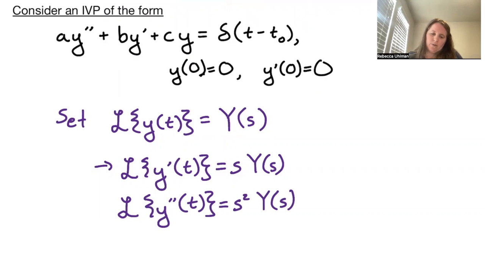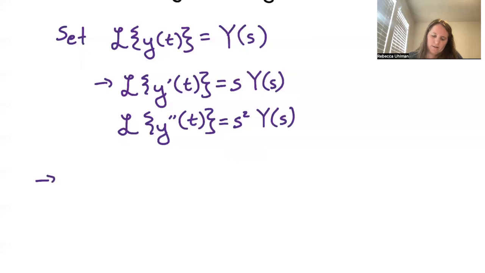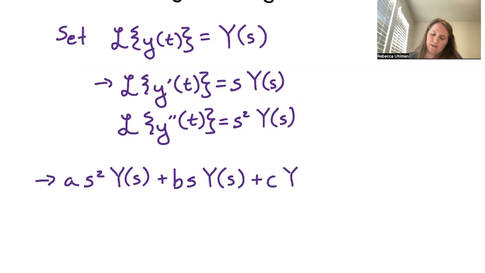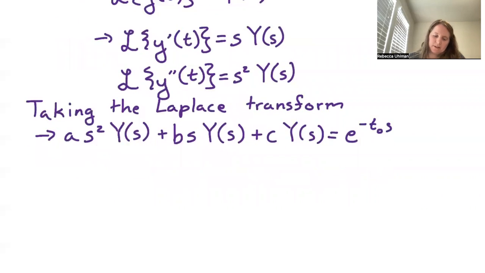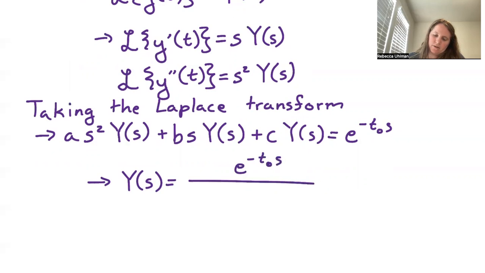So plugging in, we wind up getting then that a times s squared capital Y of s plus b times s times capital Y of s plus c times capital Y of s is equal to the Laplace transform of delta of t minus t naught, which is e to the negative t naught times s. So this is taking the Laplace transform of the equation. This winds up telling us that capital Y of s is e to the negative t naught s over a s squared plus b s plus c.